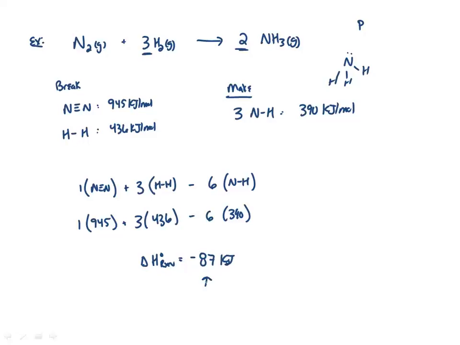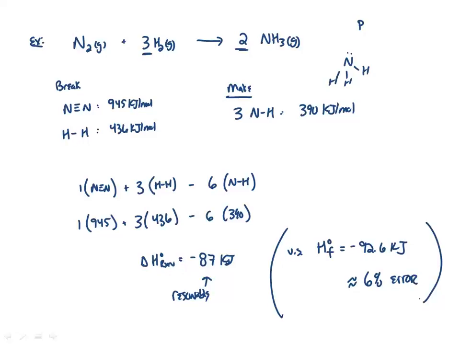And we note that that's reasonable. And if we compare that versus the delta H naught of formation from the book, then we get minus 92.6 kilojoules. And so we notice there's about a 6% error doing this. And for a back-of-the-envelope calculation, for something that you would do just to see if something's likely feasible, a 6% error probably doesn't matter. That's good enough in most people's books.